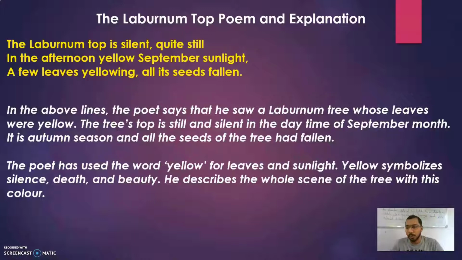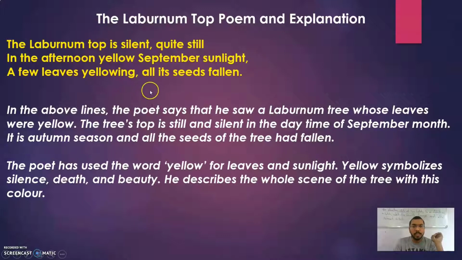The lines in yellow color are the poem, and the white lines are the explanation of that particular stanza. So we start with the first stanza. The laburnum top is silent, quiet and still in the afternoon yellow September light. So the month of September is going on, and the yellow light of the sun is falling on the tree, and this yellow laburnum tree is silent and quiet because there is no bird on the tree right now.